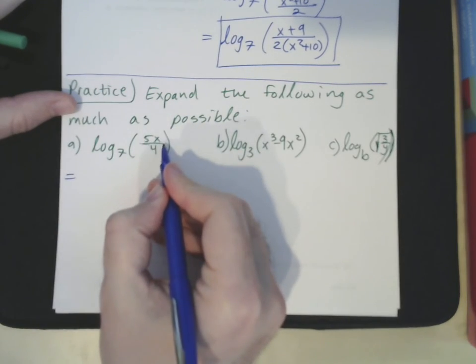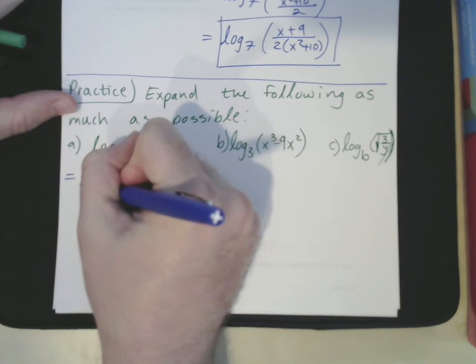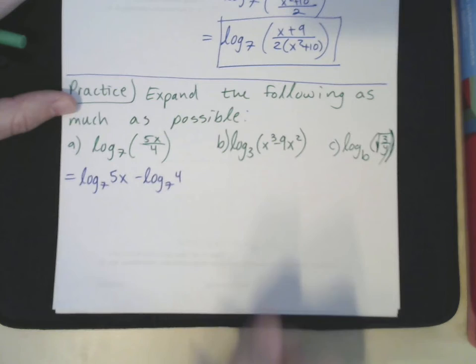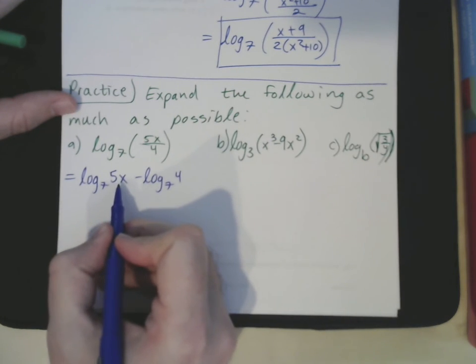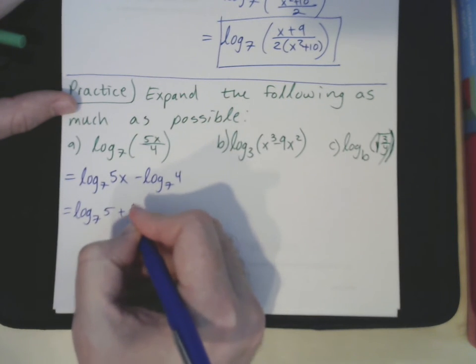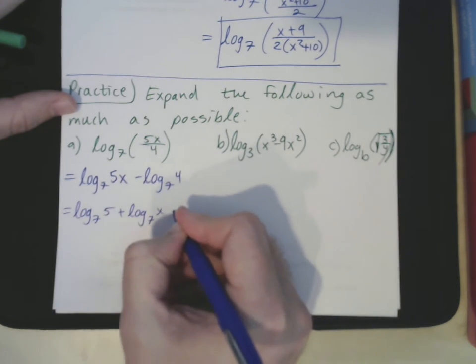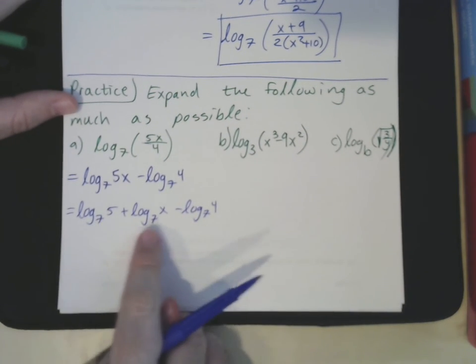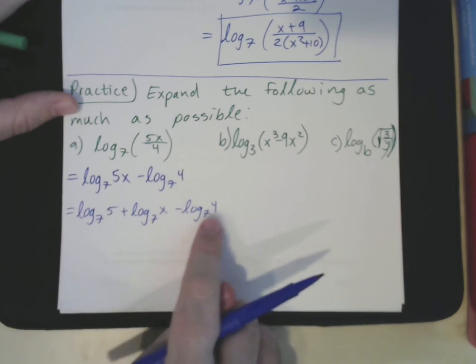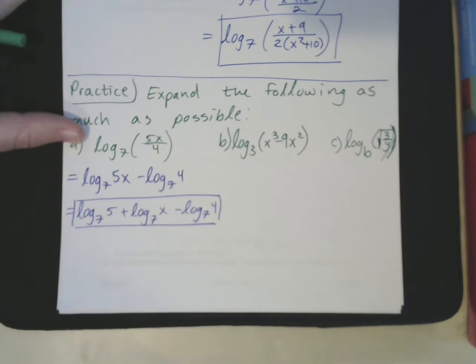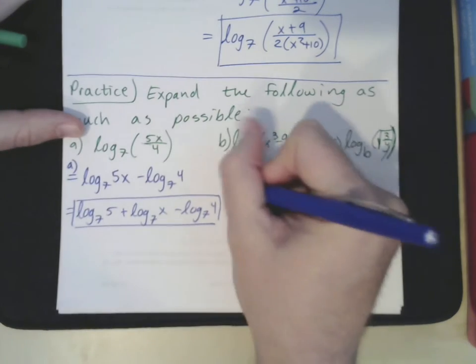So since I have a division here, I know I can write this as log base 7 of 5x minus log base 7 of 4. And then I have a multiplication here, so I can continue to expand and write this as log base 7 of 5 plus log base 7 of x minus log base 7 of 4. And now I have just standard logarithms, base, argument, base, argument, base, argument. There's nothing else I can do. So this becomes my final answer. So that was for A.